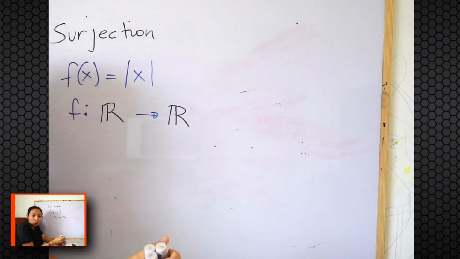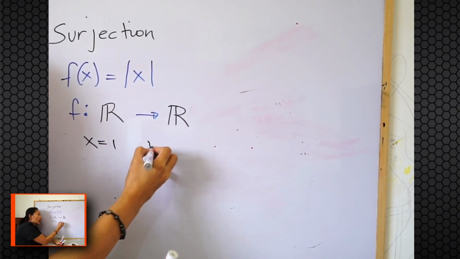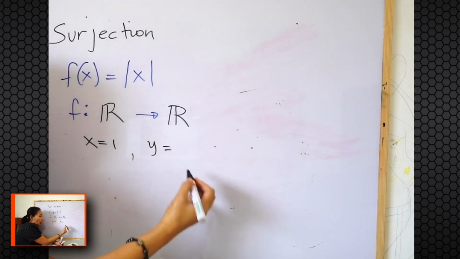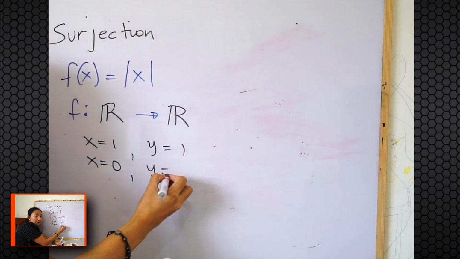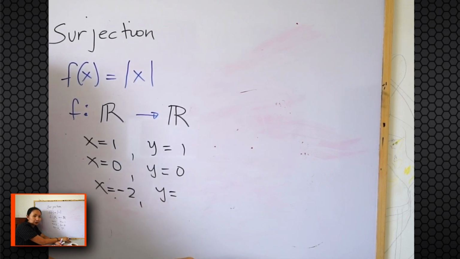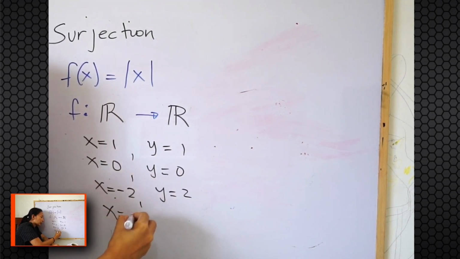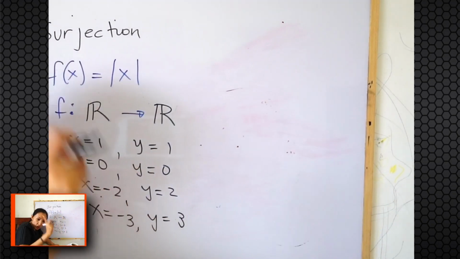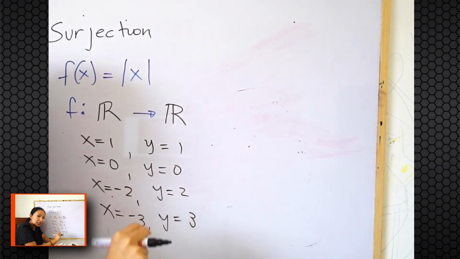A while ago, R positive to R positive. How about R to R? Is it also a surjection? Let's check. If x is equal to 1, what will y be? Y will be 1. If x is equal to 0, what will y be? 0. But if x is equal to negative 2, what will y be? 2. If x is equal to negative 3, what will y be? Positive 3. Question: R includes the negative numbers, right? Remember, R includes the negatives.